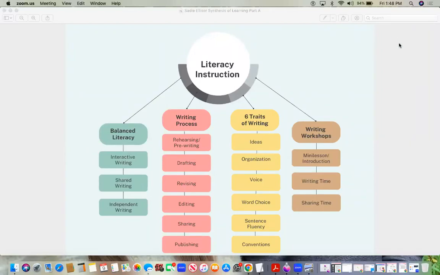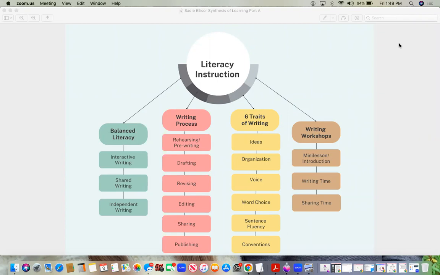Today I'm going to be discussing literacy instruction components. To start, we have balanced literacy, which includes interactive writing, shared writing, and independent writing. In interactive writing, the teacher and the student choose the topic and share the pen. The teacher and students compose the writing together.